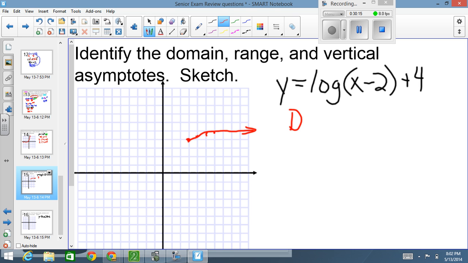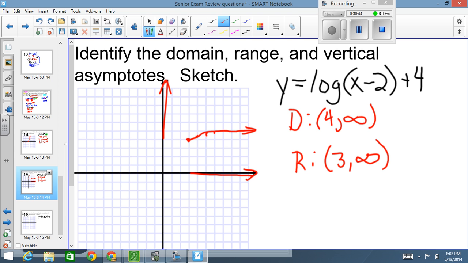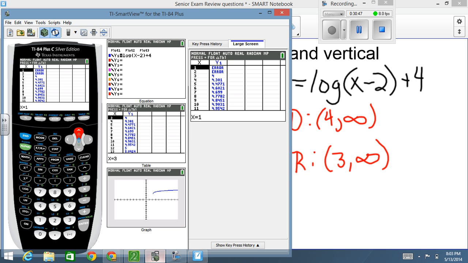The key here is your domain. I'm sorry, domains are your x's. That's going this way. So that's actually from 3 up to infinity. Your range, that's going this way, starts at 4 and goes up to infinity. As far as vertical asymptotes, let's go back to the graph here. I'm trying to go back to the graph, but this thing won't let me.